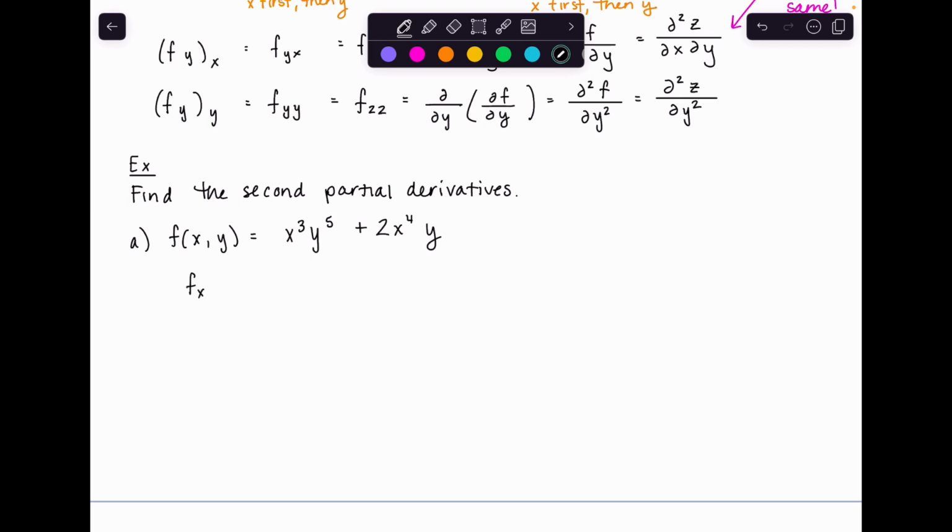So I'm going to start with the partial with respect to x. And here's where I'll start skipping, just like you're probably going to do in your work. When I differentiate this with respect to x, again, the y to the 5th stays constant, so I just differentiate x cubed. Derivative of that is 3x squared, and the y to the 5th stays attached.